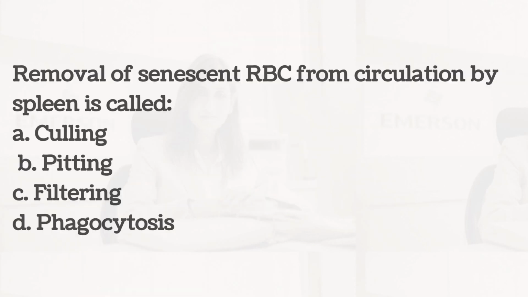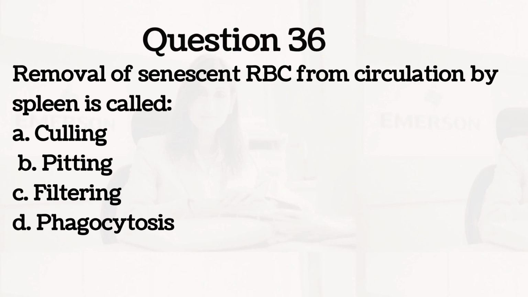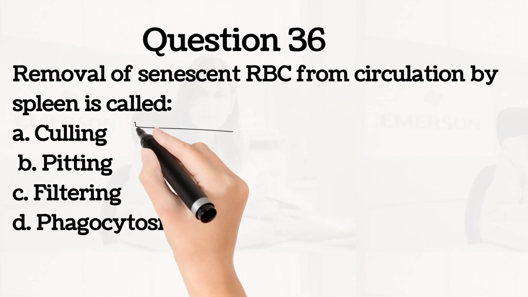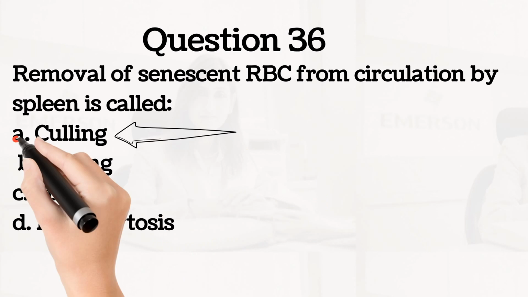And then question 36, removal of senescent RBCs from circulation by spleen is called A, culling, B, pitting, C, filtering, D, phagocytosis. So for this one, the answer is culling, which is your A. So that's the removal of senescent red blood cells from circulation by the spleen. That's what it's called, A.